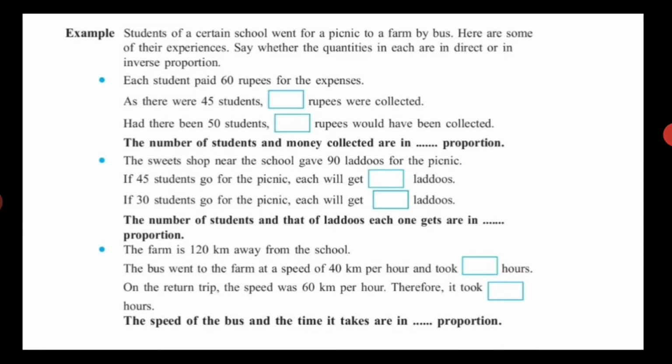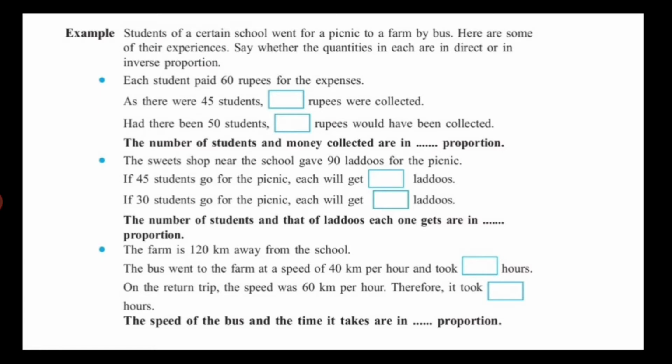Example: students of a certain school went for a picnic to a farm by bus. Here are some of their experiences. Say whether the quantities in each are in direct proportion or in inverse proportion. Each student paid 60 rupees for the expenses. As there are 45 students, how many rupees do they have to pay?